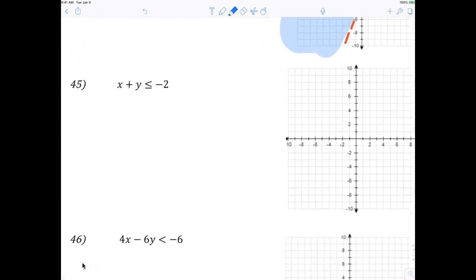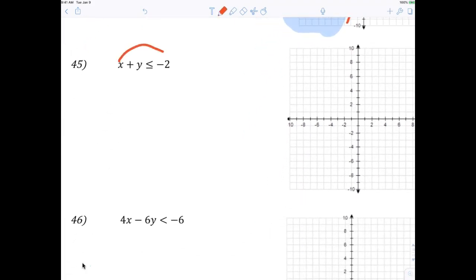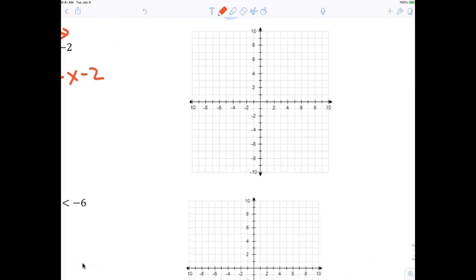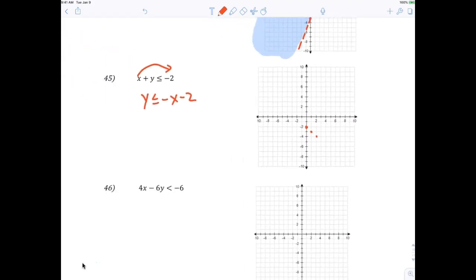Okay, next, what do I have to do? Get the x on the other side. So y is less than or equal to negative x minus 2. Agree with that? And so I'm going what? Down 2, and then down 1, down 1 to the right 1. What type of line? Solid. Solid, thank you very much. And we're shading where? Below.